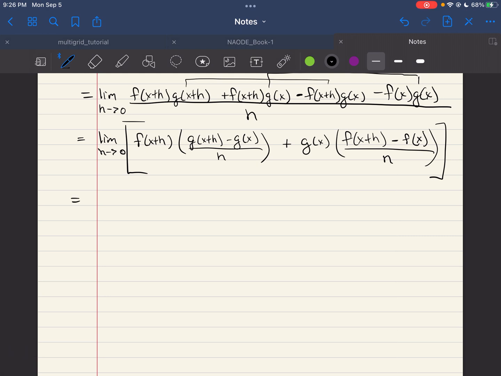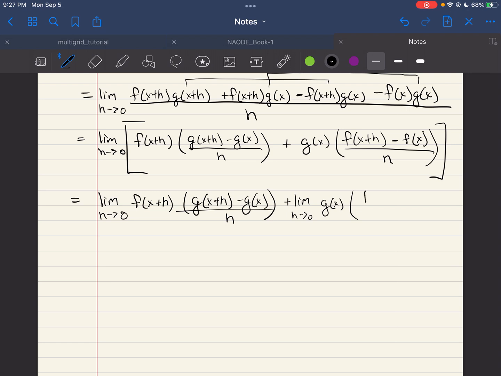So we can use the sum and difference formulas for the limit, and we get the limit as h goes to 0 of f of x plus h, and then it's times that g of x plus h minus g of x, that's all over h, and then plus the limit as h goes to 0 of g of x times that quantity we have, so f of x plus h minus f of x over h. So we can separate this even further.